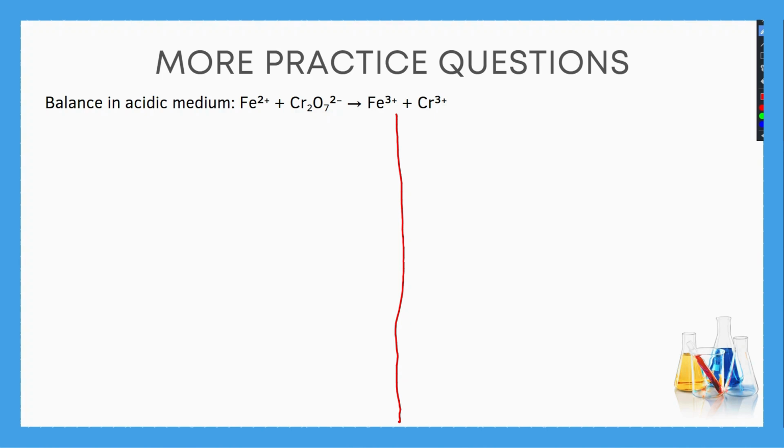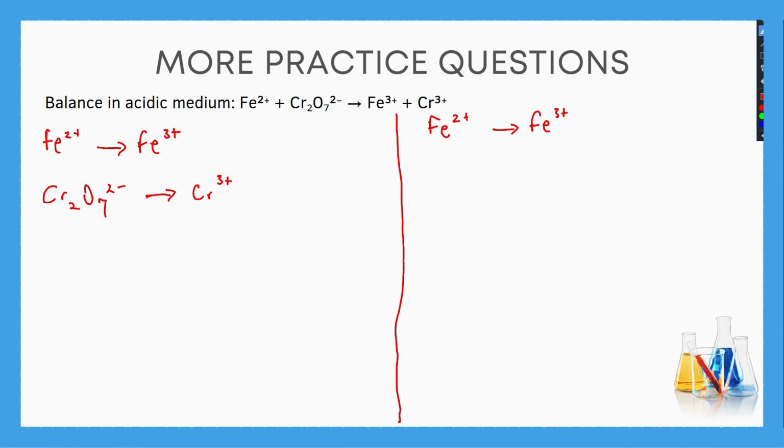For the first half, we have Fe²⁺ yielding Fe³⁺. And for the second half, we have Cr₂O₇²⁻ yielding Cr³⁺. So our next step is to find out which part is the oxidation part and which part is the reduction part. So for the first half, we have Fe²⁺ giving Fe³⁺.